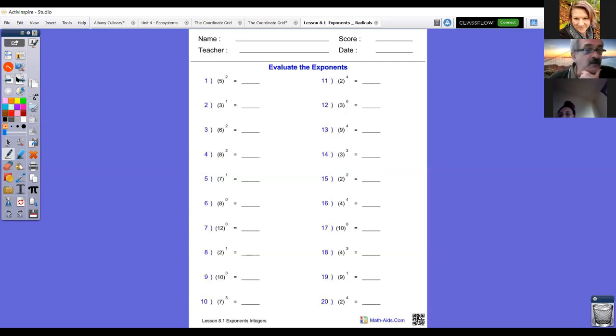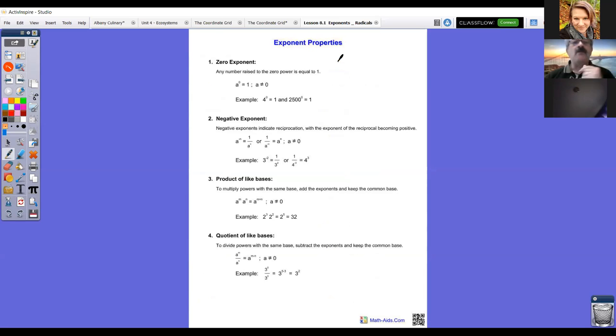Okay, you'll get a worksheet that you can do some practice on. And then we've got some exponent properties, which we'll go over when you have your packet, because I want you to be able to put notes on there. Okay? All right.